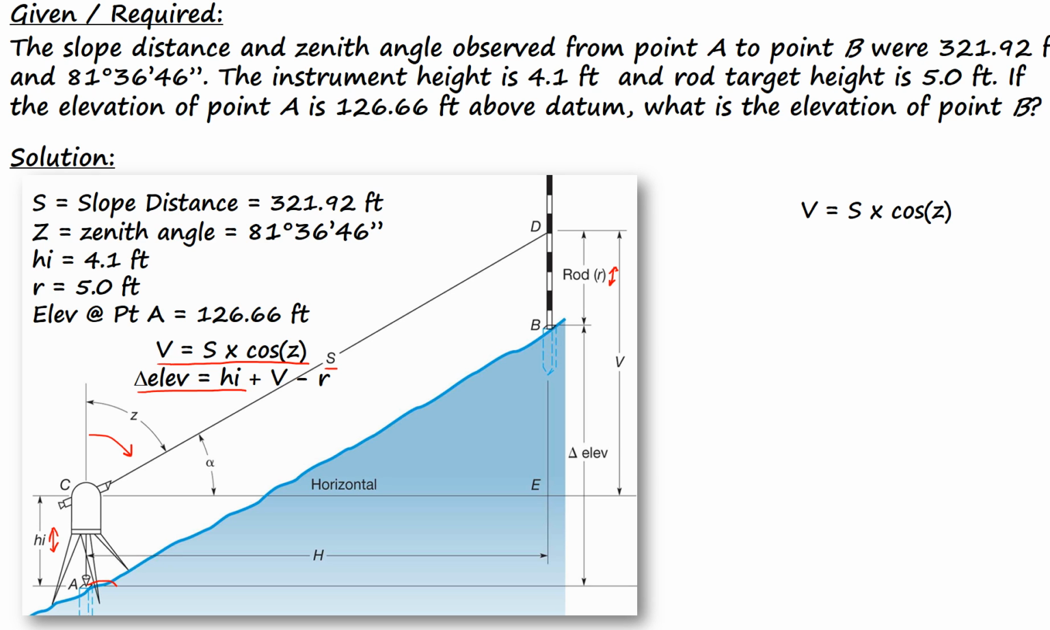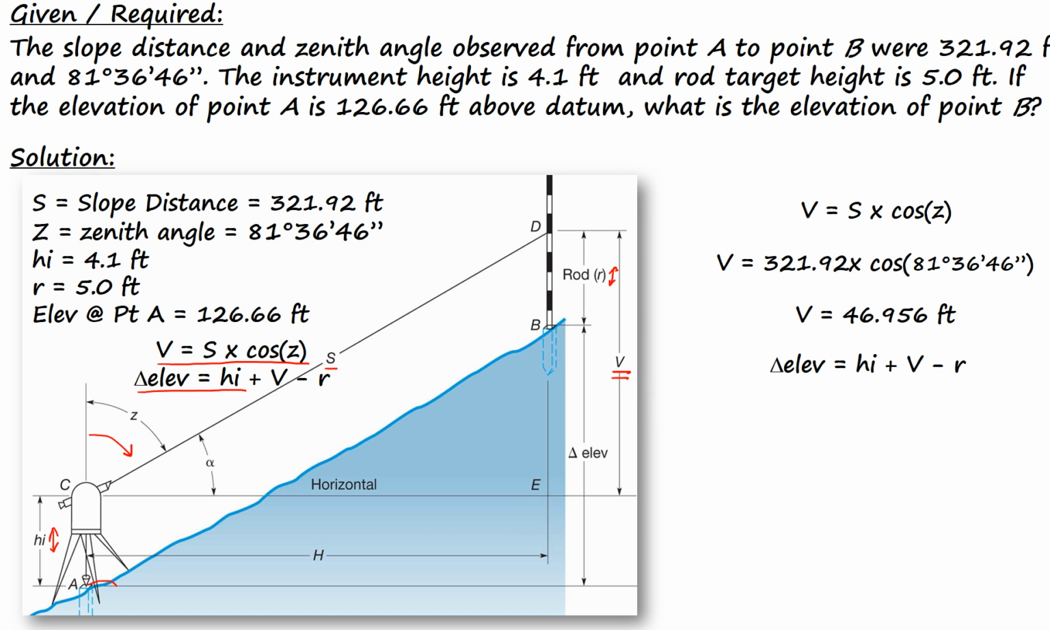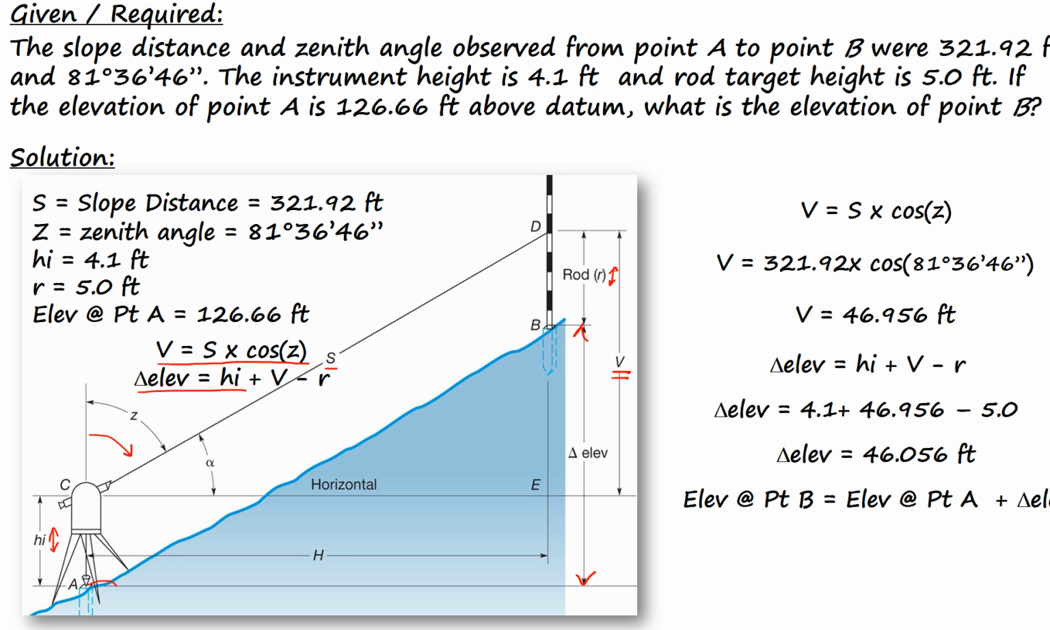So here's the equation. The vertical distance is equal to slope distance times the cosine of the zenith angle. Plug in our knowns, and then we'll get a vertical distance of 46.956 feet. That's this distance here. The change in elevation is the instrument height plus the vertical distance minus the rod height. So 4.1 plus the 46.956 minus 5 feet gives us a change in elevation. The elevation change from this point to this point, notice from A to B, is 46.056 feet.